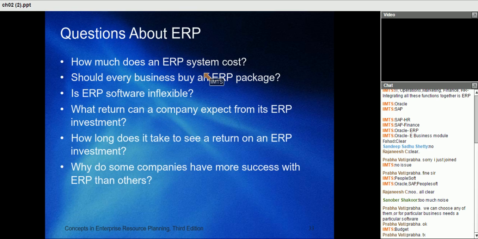Now what are the questions related to ERP? How much does an ERP system cost? Should every business buy an ERP package? Is ERP software inflexible? What return can a company expect from its ERP investment? How long does it take to see a return on an ERP investment? Why do some companies have more success with ERP than others? These are some of the questions which you can probably find on Google or the internet. What are the benefits of ERP systems? Why do companies prefer ERP systems? You can learn about different modules of ERP, like the HR module, the finance module, the marketing module. You can find a lot of information available on Google.